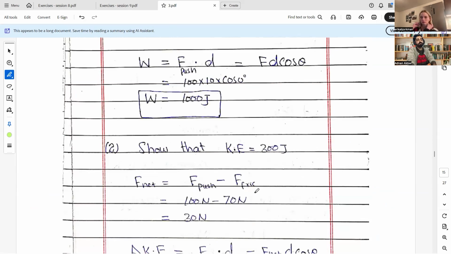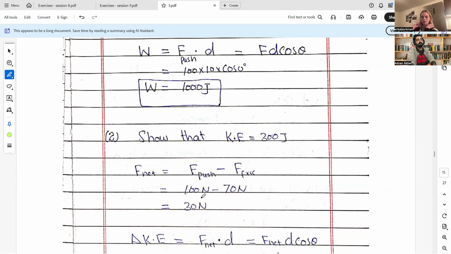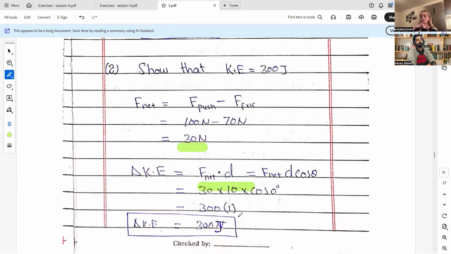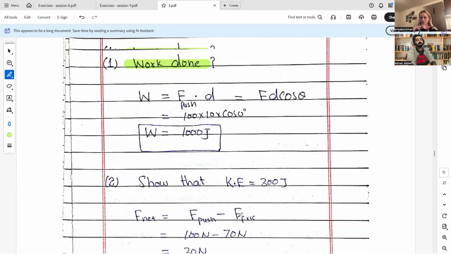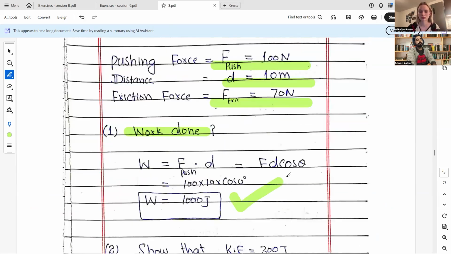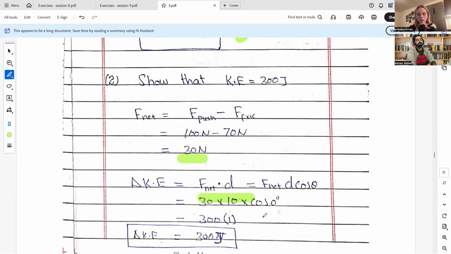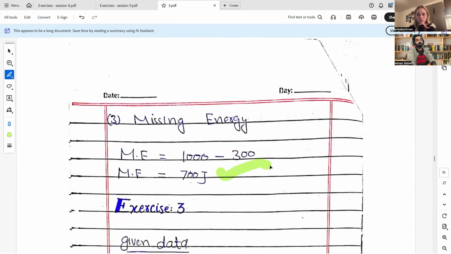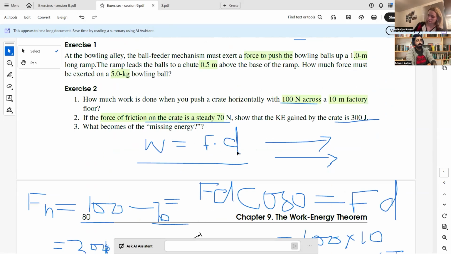F push minus the force of friction, then the net force is 30 Newton only. So the work done by the 30 Newton is equal to 300 joule. So the net work is 300 joule. Where is the missing energy? Total work done minus work done by the net force is equal to the missing energy. That is the missing energy. Is it clear? Yes, it's clear. Okay, so let me clear the area.